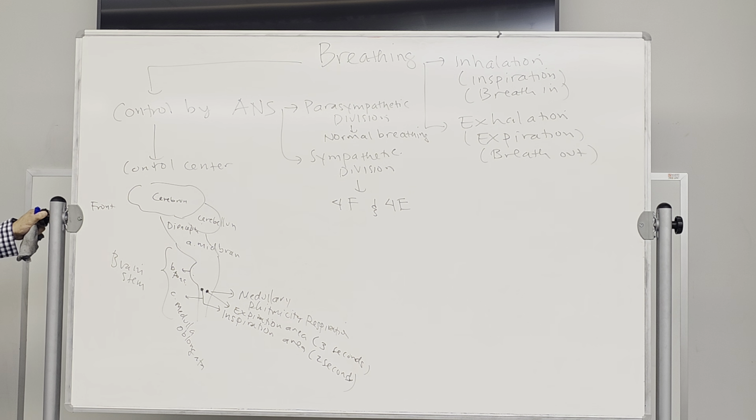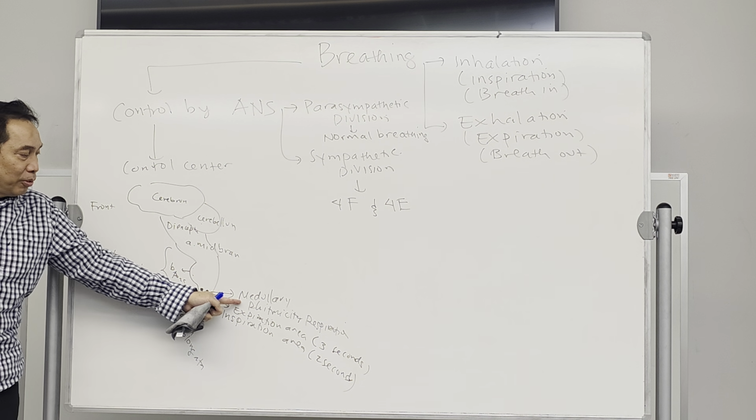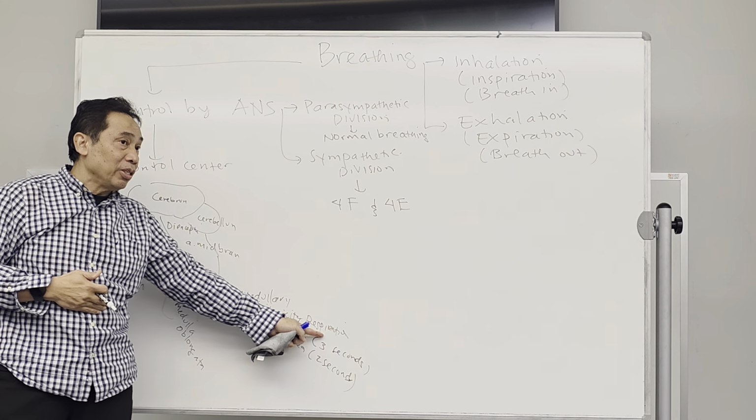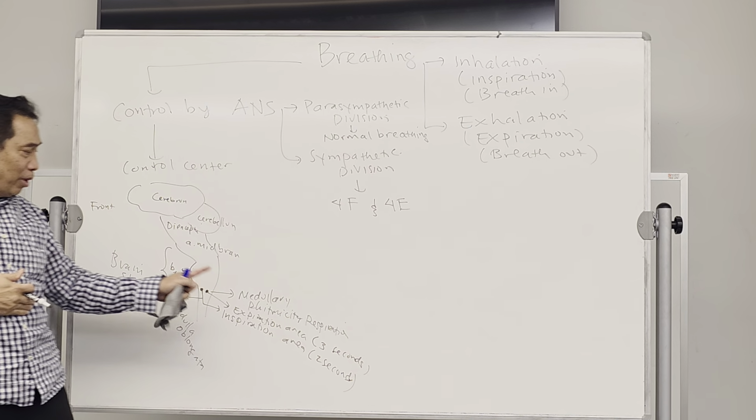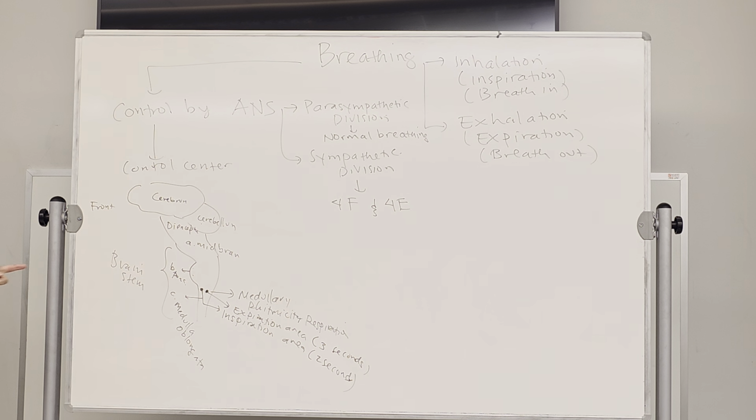This is normal breathing. When you do exercise, it's going to be more inhalation and more expiration. But during normal breathing, at resting time, we breathe in 2 seconds and breathe out 3 seconds. That's the normal control, and it is controlled by this medullary rhythmicity respiratory area. That's the name of the control area.